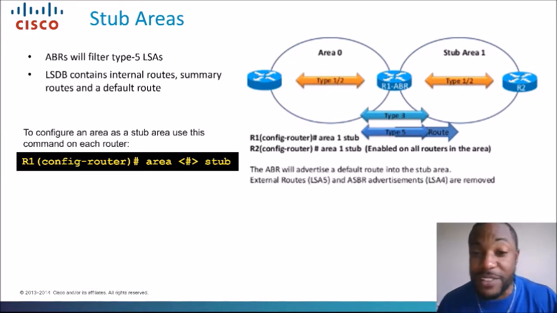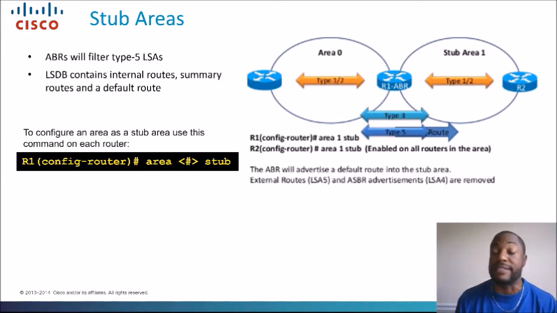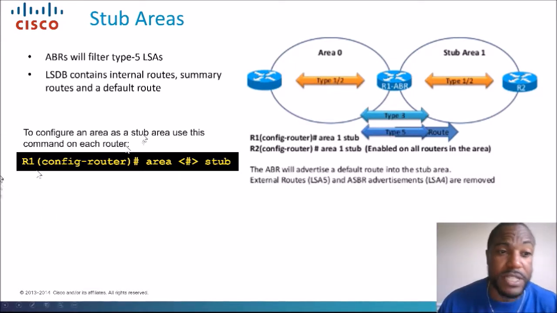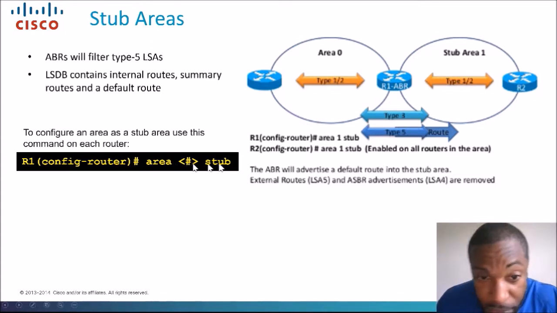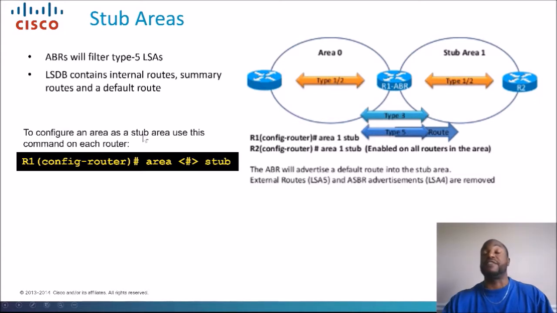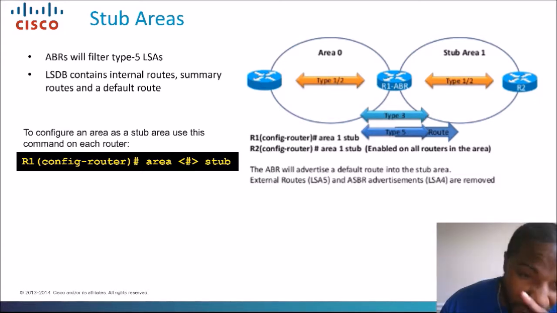And we don't want that. So that's why we try to minimize our routes by creating stubs. And that's the purpose of a stub area. This is how we configure it. We do area, the area number, and then we do stub. That is how, but you have to do that on each router. We'll talk about that in a little bit as well.